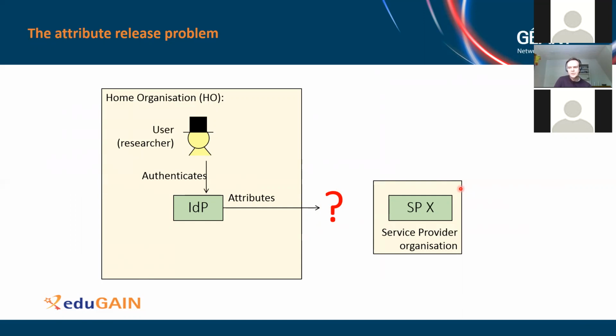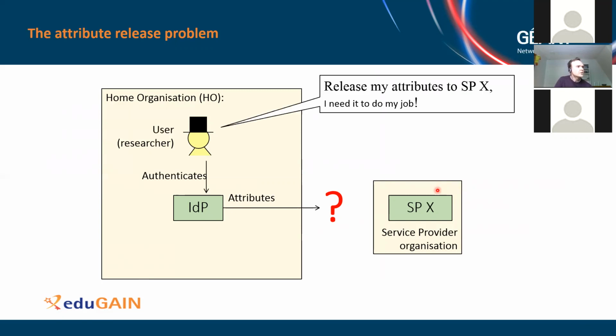However, the practice has shown that in many circumstances, it is not so easy to make the home organizations release the attributes to the service provider. Even although the attributes are quite simple pieces of personal data, like the researcher's name, email address, unique identifier such as EPPN, and the researcher's role and position in the home organization, like eduPersonScopedAffiliation. Many home organizations still feel hesitant to release those pieces of information.